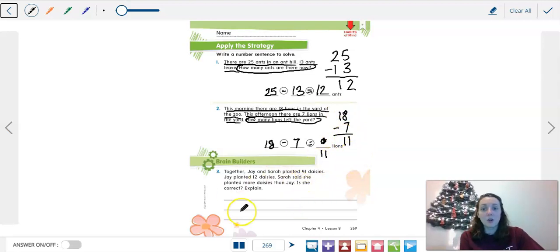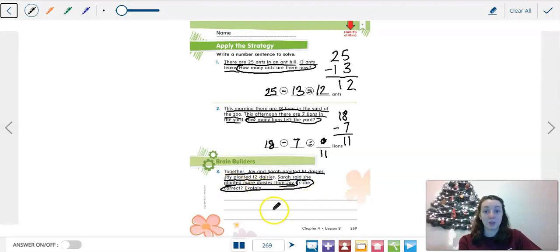Okay? So for the little brain builder, we have together Jay and Sarah planted 41 daisies. Jay planted 12 daisies. Sarah said she planted more daisies than Jay. Is she correct? Okay, so we got to stretch our brain a little bit with this one. So we know that they planted 41 daisies and that Jay planted 12. And we know that Sarah said she planted more daisies. Okay, we're trying to figure out, though, if she is correct, and then explain our thinking.